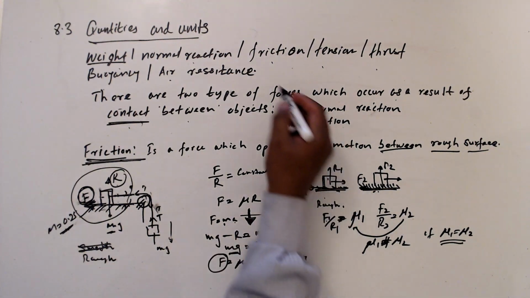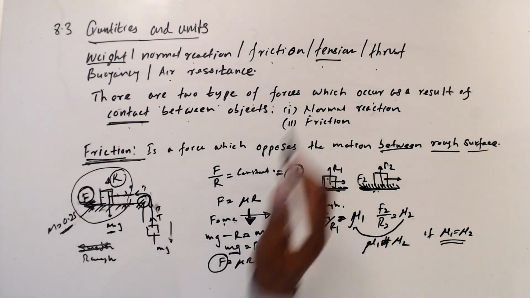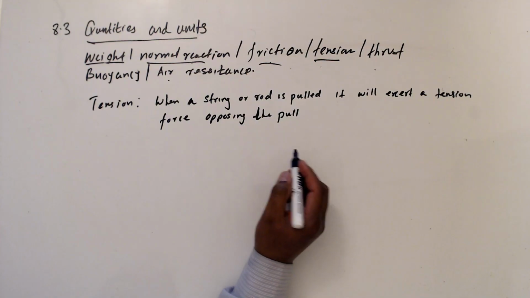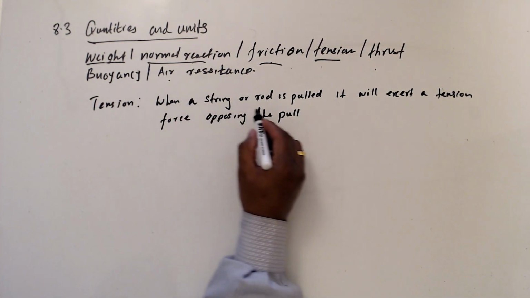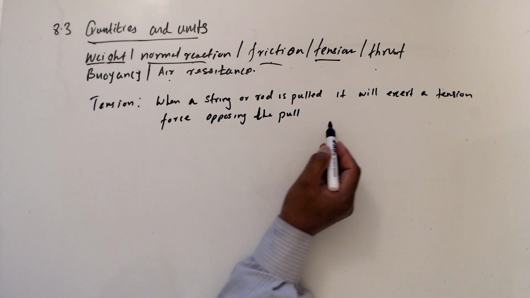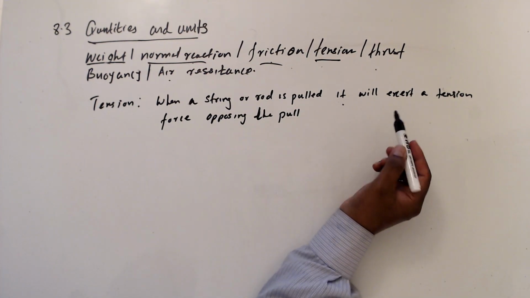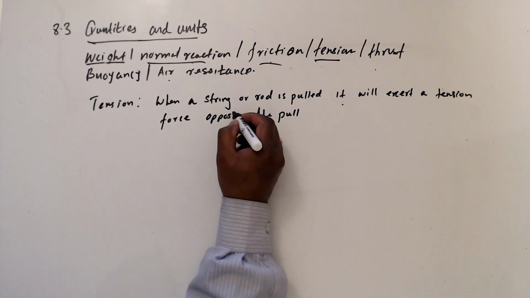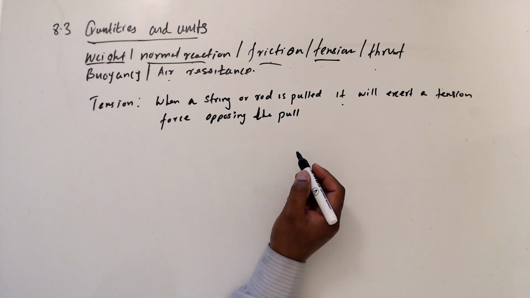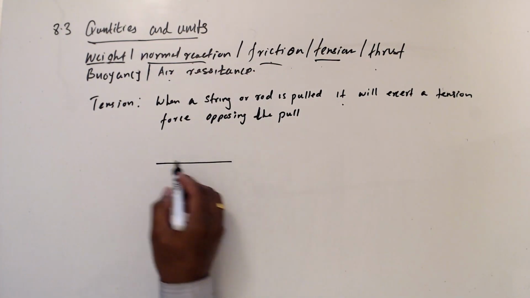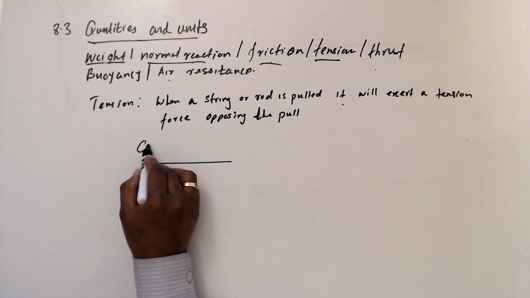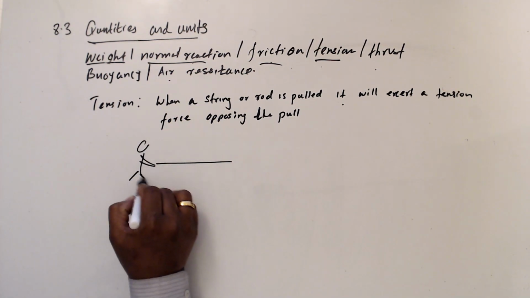Now we'll discuss tension. When a string or rod is pulled, it will exert a tension force opposing the pull. Assume this is a string and two people are pulling this string.